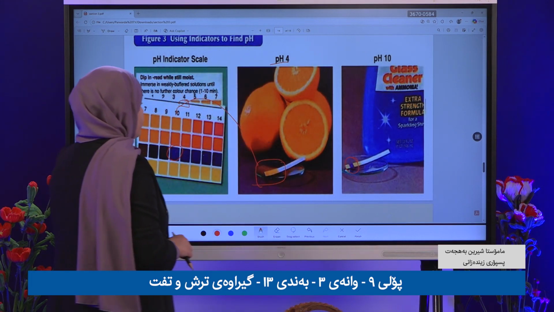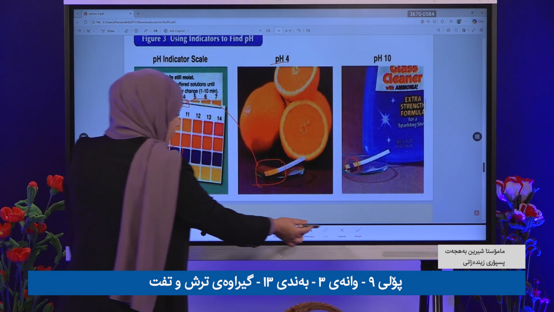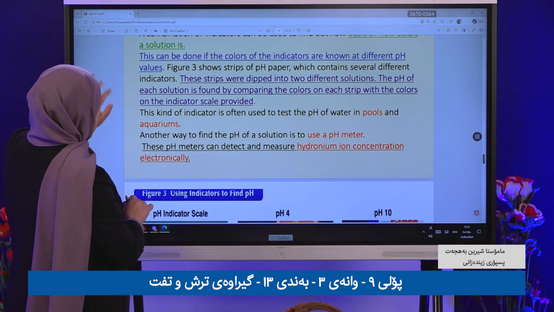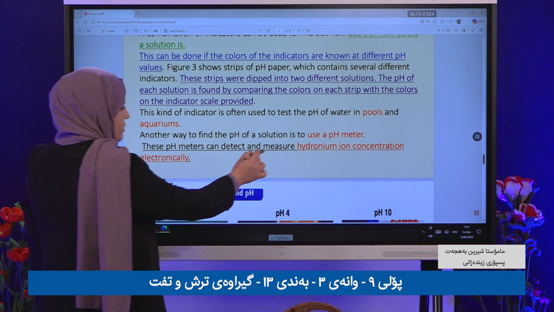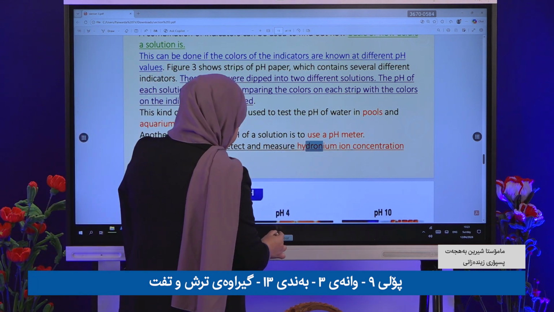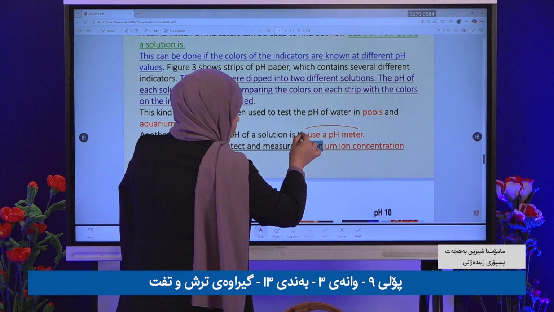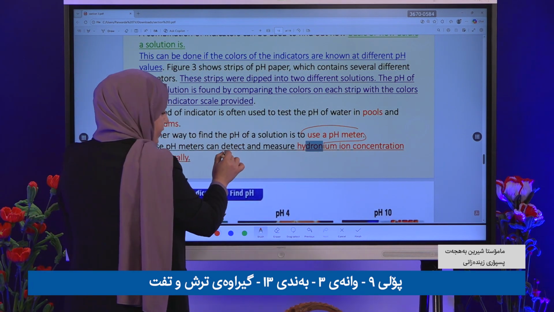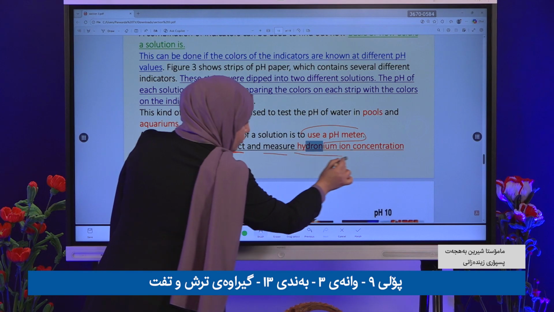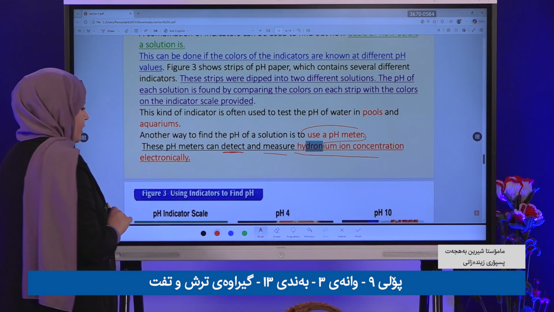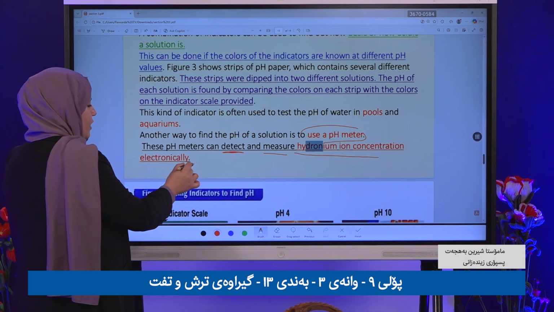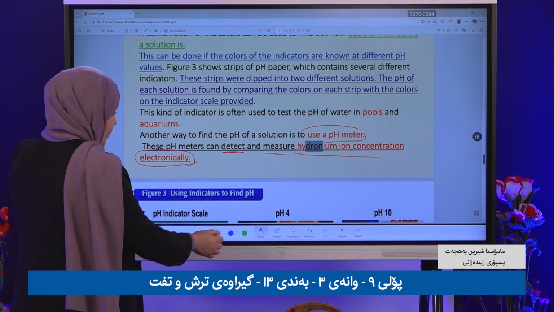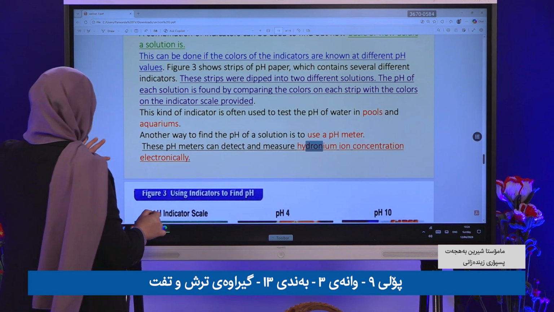We have another pH scale, which is called using pH meter. This pH meter measures what? Hydronium ion concentration, electrically. That's different.